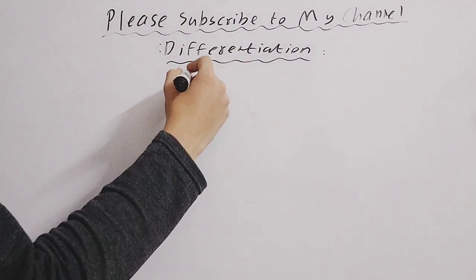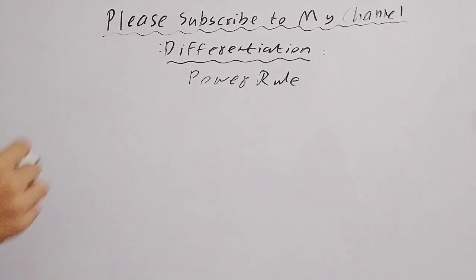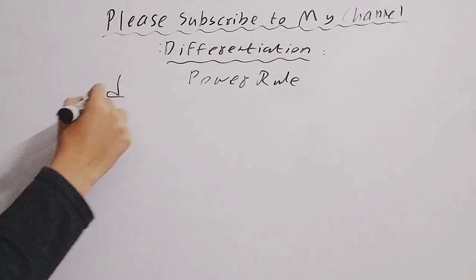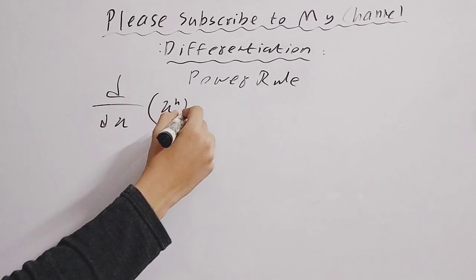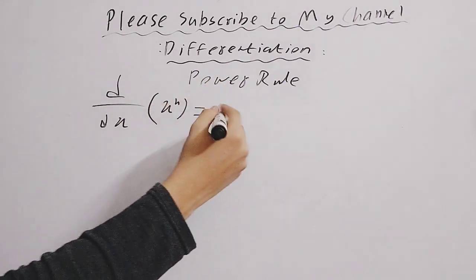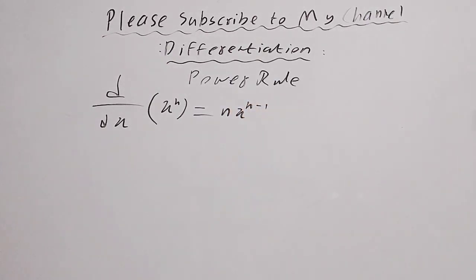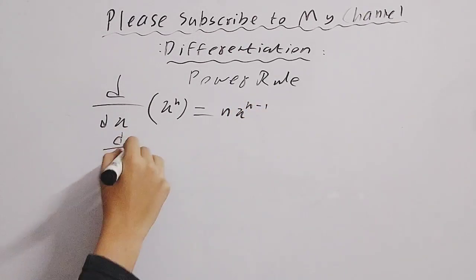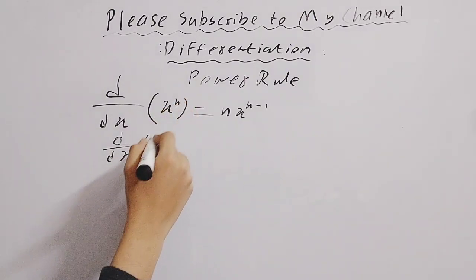Now, how to differentiate anything? You should remember a rule known as the power rule, which says that the differentiation of a function x to the power n will always be equal to n multiplied by x to the power n minus 1. Now let's have an example. Differentiation of x square. The n right here is 2.